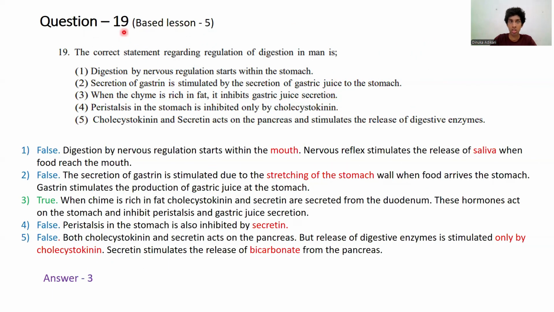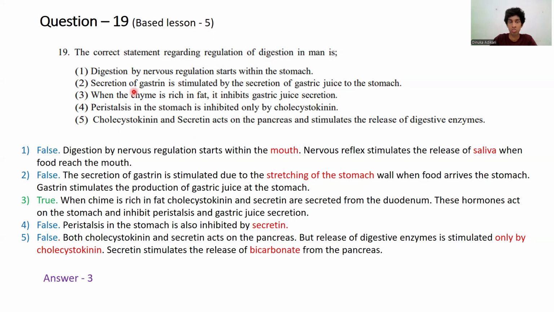Question 19. It is based on lesson 5. The correct statement regarding regulation of digestion in man is: 1. Digestion by nervous regulation starts within the stomach. That's false. Digestion by nervous regulation starts within the mouth itself. Nervous reflex stimulates the release of saliva when the food reaches the mouth. So therefore, the first statement is false.